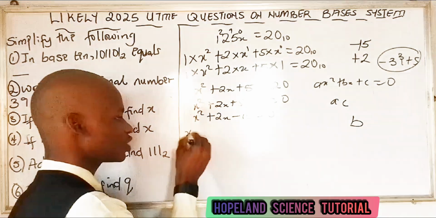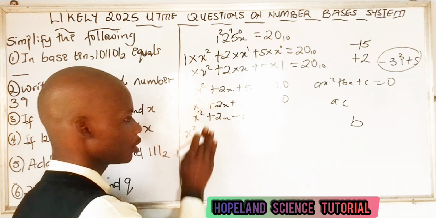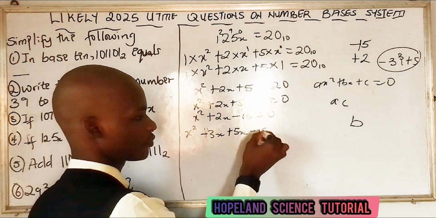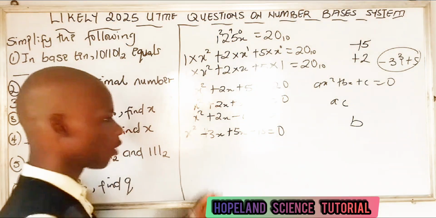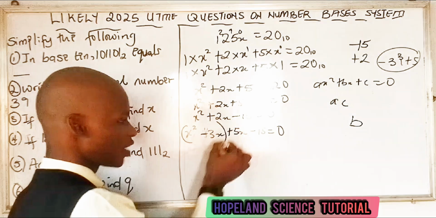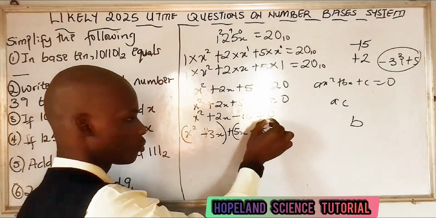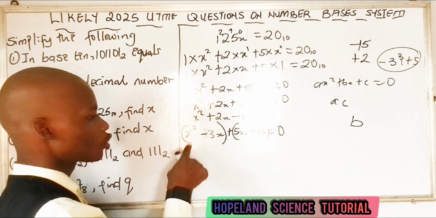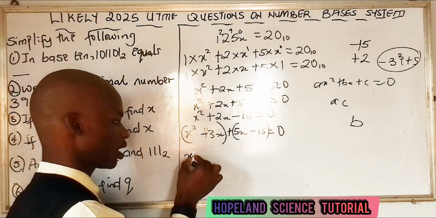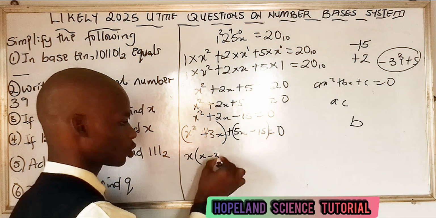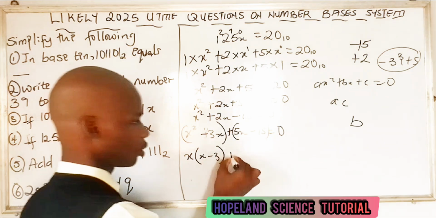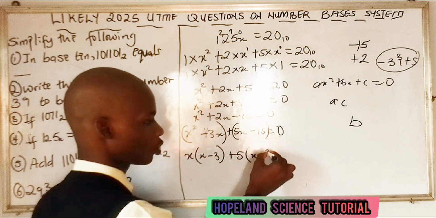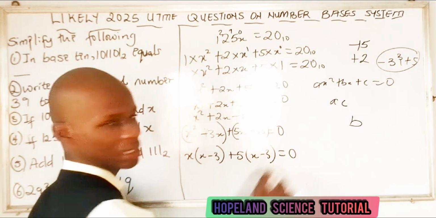So we are going to have x squared minus 3x plus 5x minus 15 equals 0. Of course you know what to do here. You put the first two items in a bracket, leave a sign, and put the last two items in a bracket. What is common in these two? It is x. So we have x(x minus 3), we close the bracket, plus what is common here? It is 5. So we have 5(x minus 3), close the bracket, equals 0.